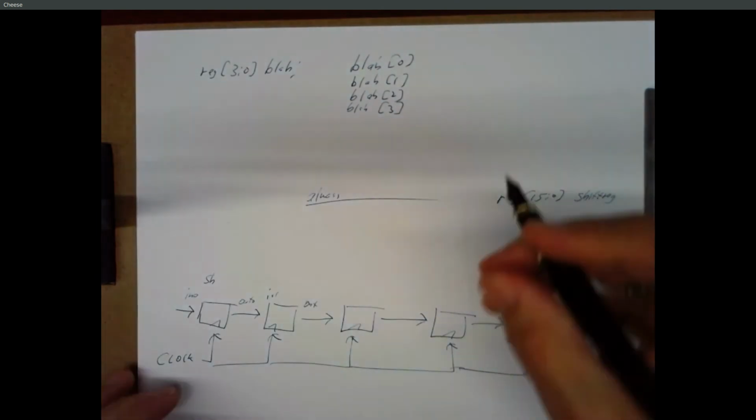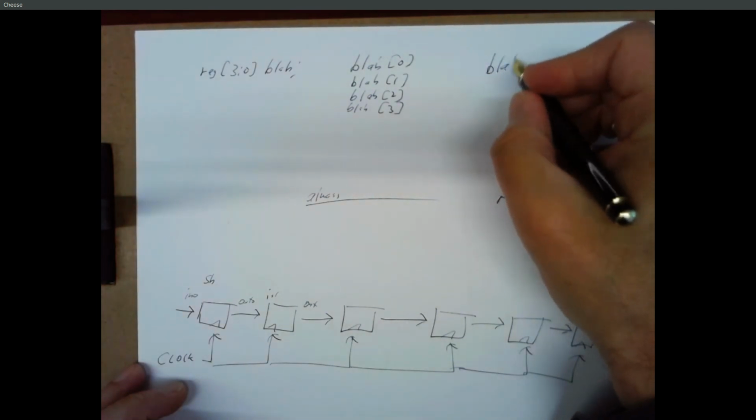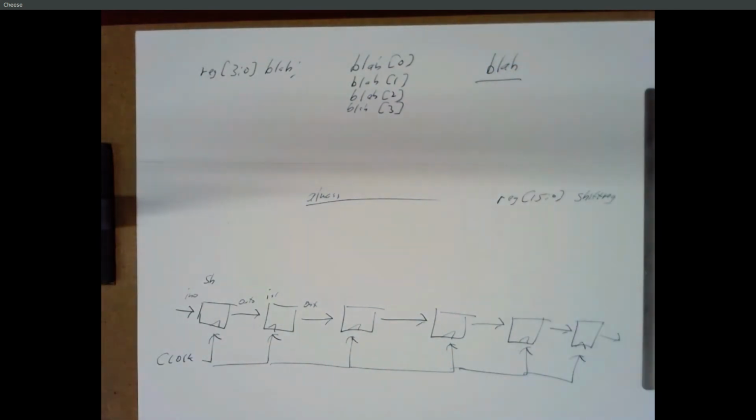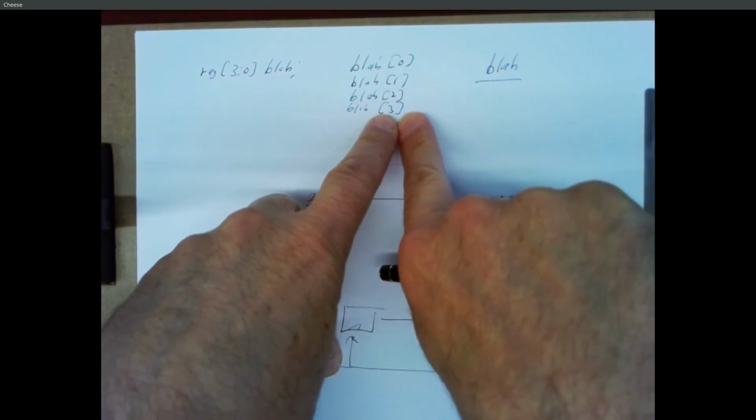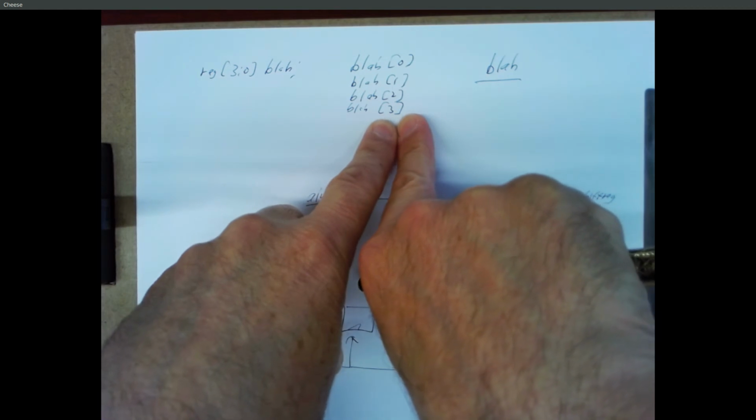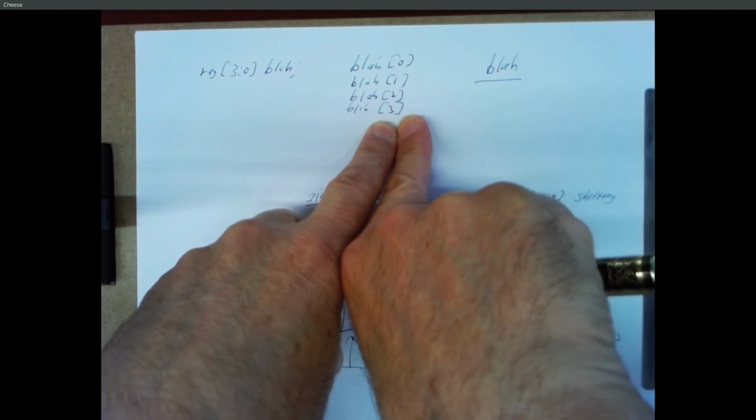And if we just think of blah, that's like a 4-bit number. Or we can think of it as 4 individual bits that all have basically the same name, but they have this extra thing at the end to pick out which bit we're talking about.